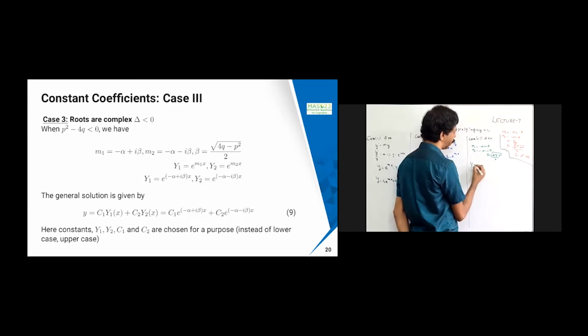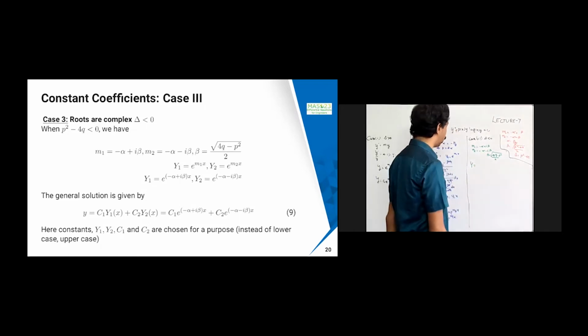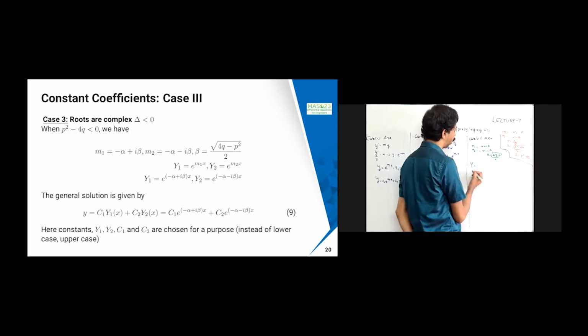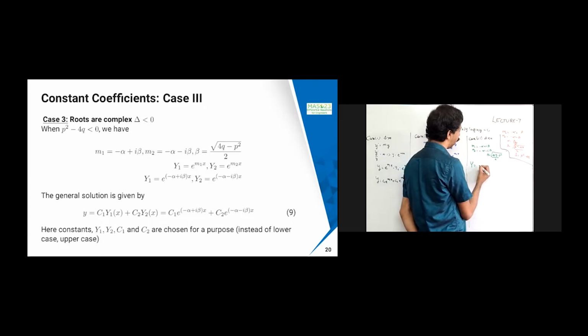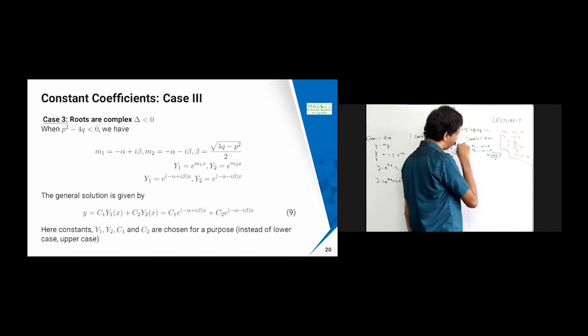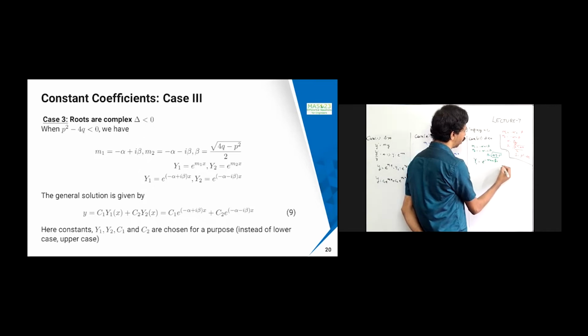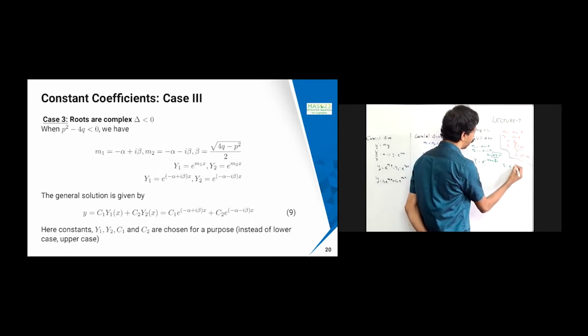Therefore, in this case, once again, you are going to get your capital Y. I'll write capital Y and then change that to cos theta and sin theta; I'm going to change it to small y. Now what we are going to get is two distinct roots. So y1 equals e power minus alpha x plus i beta x, and y2 is going to be e power minus alpha x minus i beta x.